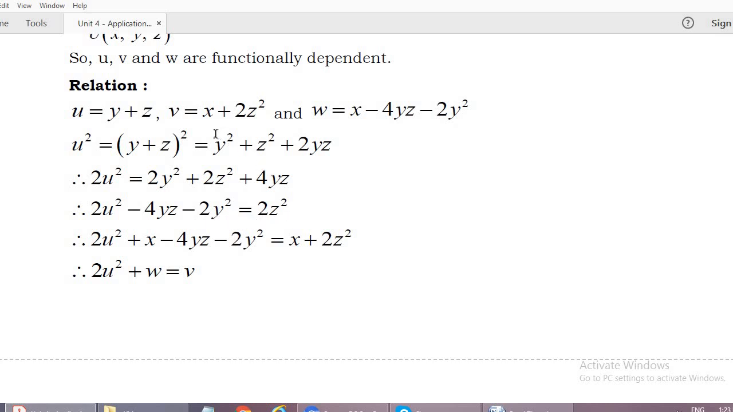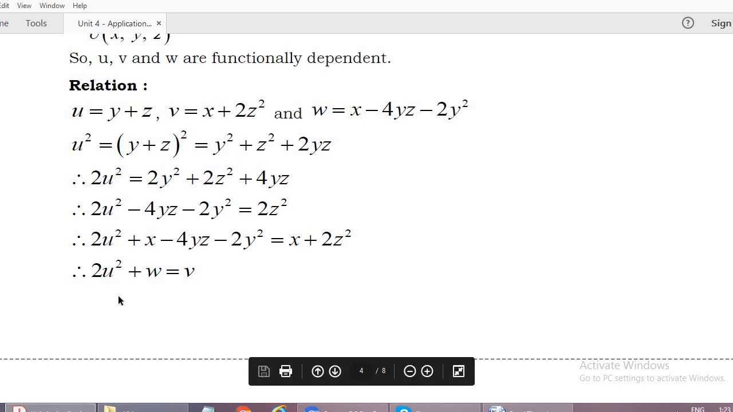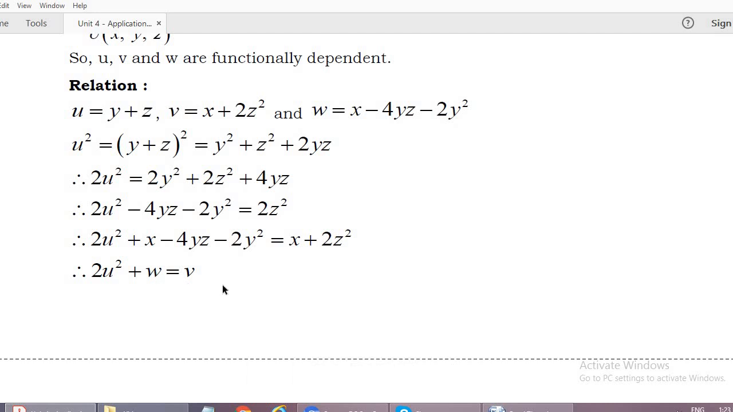Now let us concentrate. v equal to x plus 2z square. So if we are adding x at the right hand side, we will have to add it at the left hand side also. So 2u square plus x minus 4yz minus 2y square equal to x plus 2z square, and thus 2u square, and these remaining three terms are nothing but w, and the right hand side is just nothing but v. So we are getting quite easily the relation among u, v and w as 2u square plus w is equal to v.